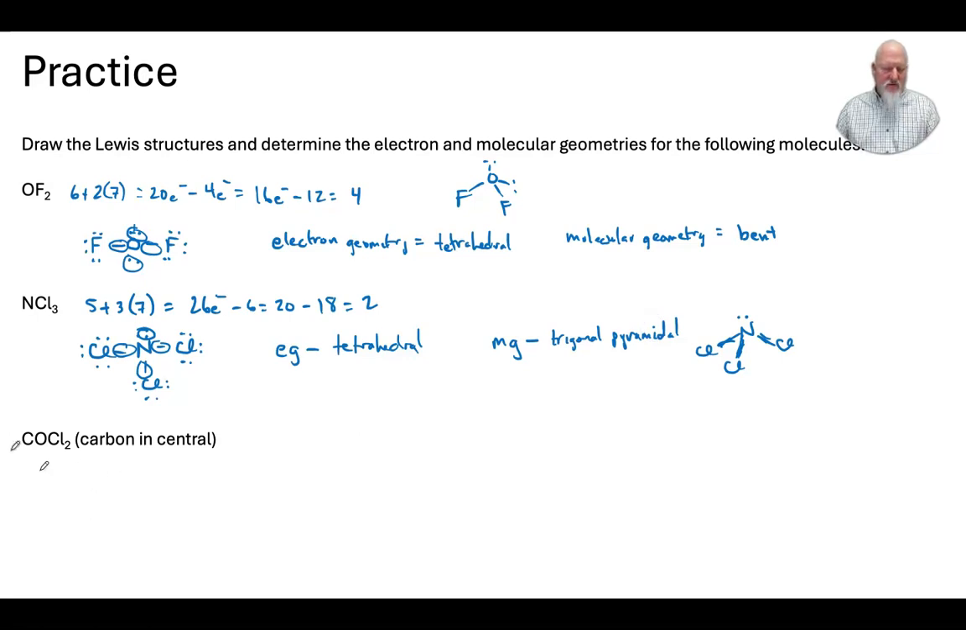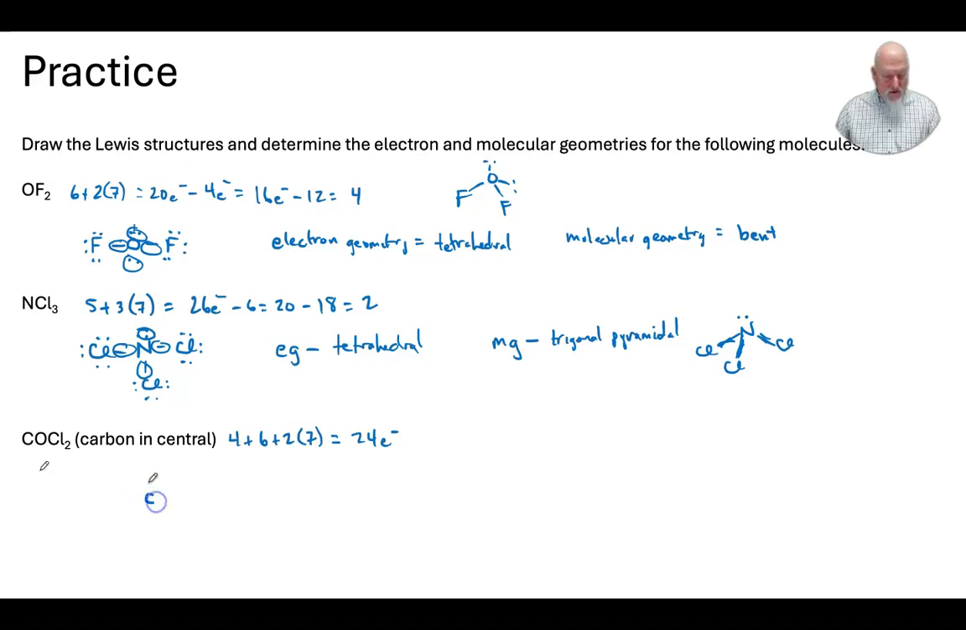All right, last one, COCl2. In this case, it says carbon is central. That means that the 3 atoms, the oxygen and 3 chlorines, are bonded to it. Count the valence electrons. So carbon has 4, oxygen has 6, and then 2 times 7 because chlorines have 7. So 14 plus 6 plus 4 is 24. So 24 electrons.